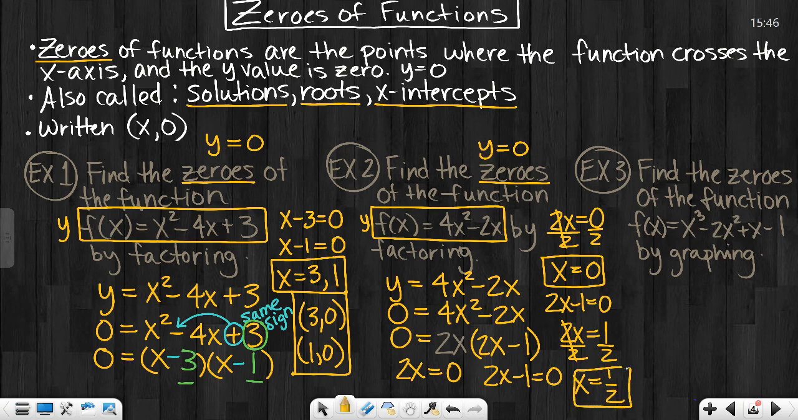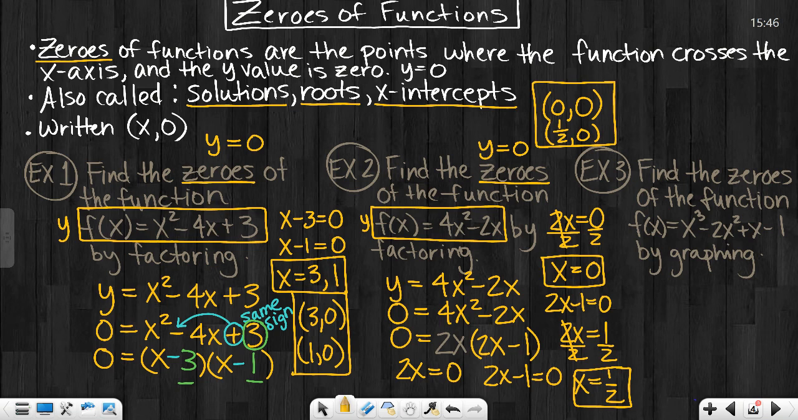Those are my two intercepts. And because I ran out of room, I'll write them up here. That means your two intercepts are at (0, 0) and (1/2, 0). And those are your roots, zeros, and solutions to example 2.